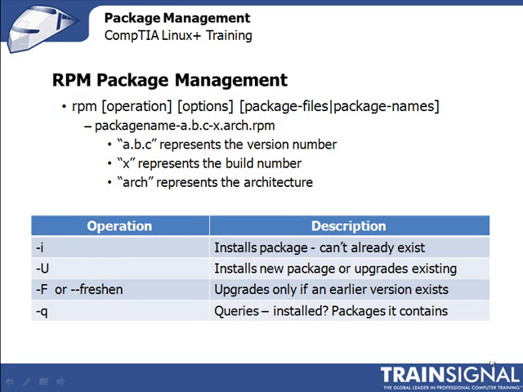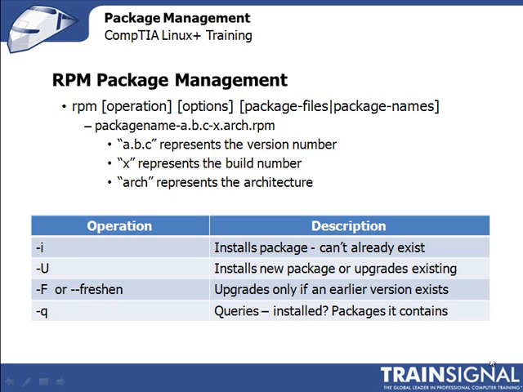Package name is of course the name of the package. The a.b.c represents the version number, and the common form is three period-separated numbers. X represents the build number, which reflects minor changes to the package. Arch represents the architecture, and x86 is common. To install or upgrade a package, at the system prompt, you type in rpm, space, operation, space, options, space, package files, space, package names. The table on the screen highlights the most common operations or actions to perform.